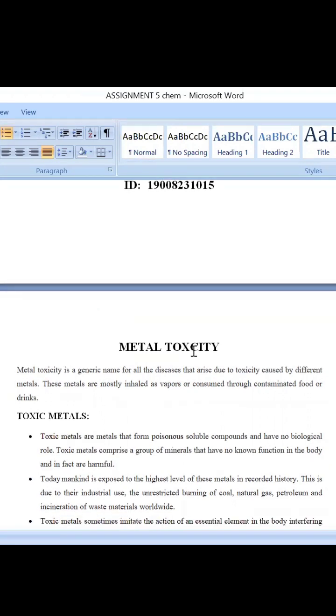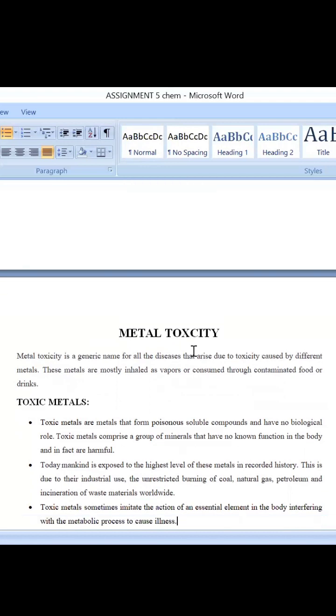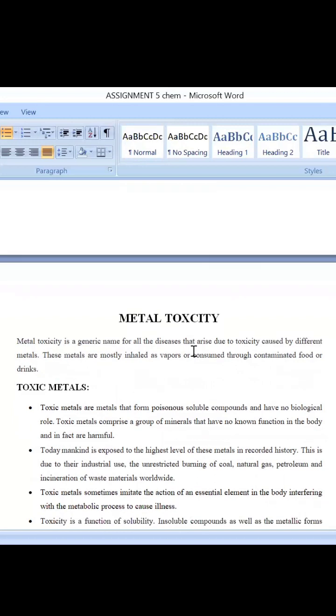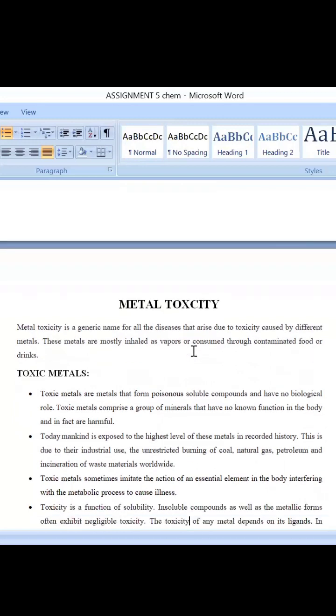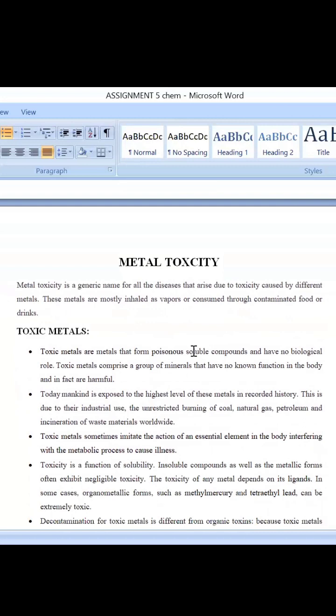Today, mankind is exposed to the highest level of these metals in recorded history. This is due to their industrial use, the unrestricted burning of coal, natural gas, petroleum, and incineration of waste materials worldwide. Toxic metals sometimes imitate the action of an essential element in the body, interfering with the metabolic processes to cause illness. Toxicity is a function of solubility.